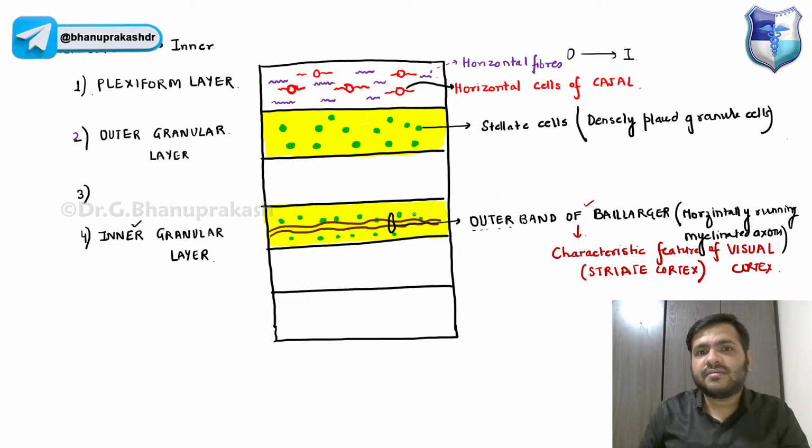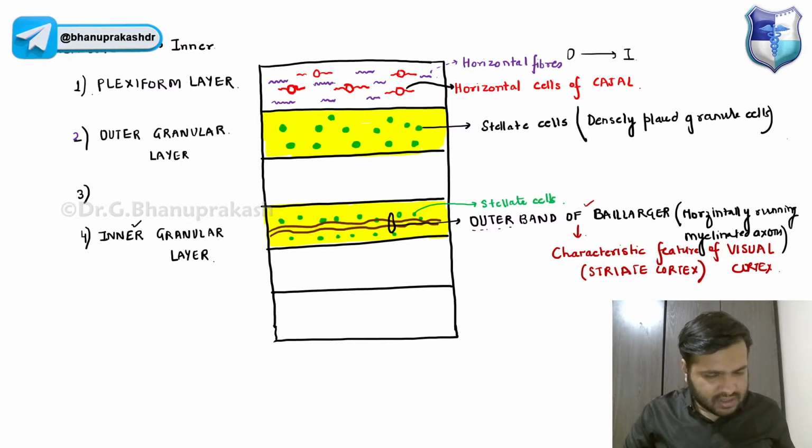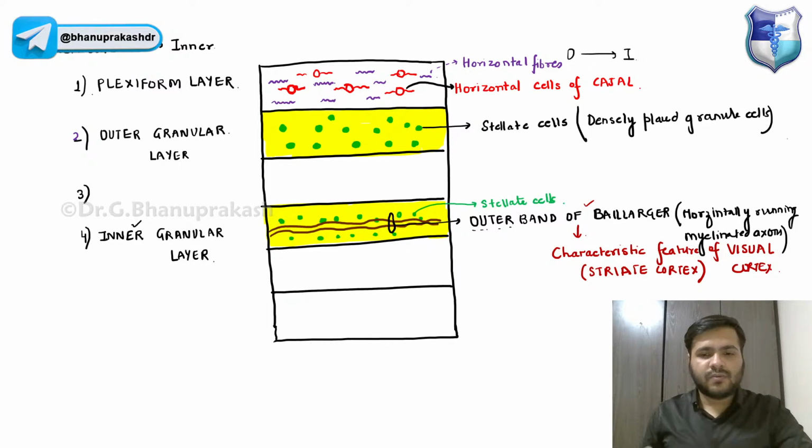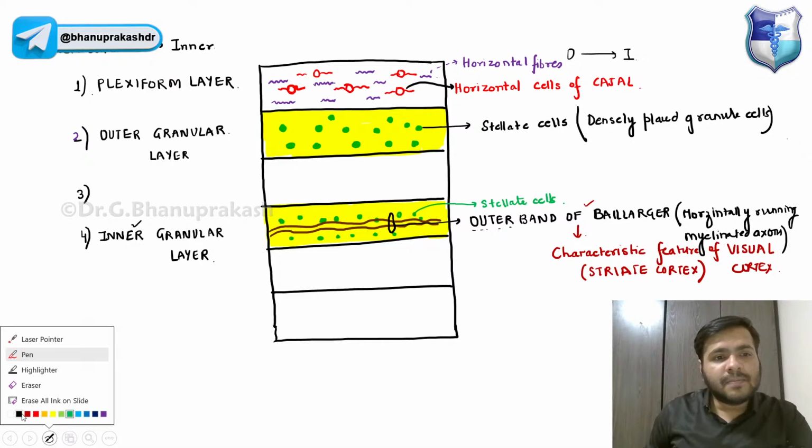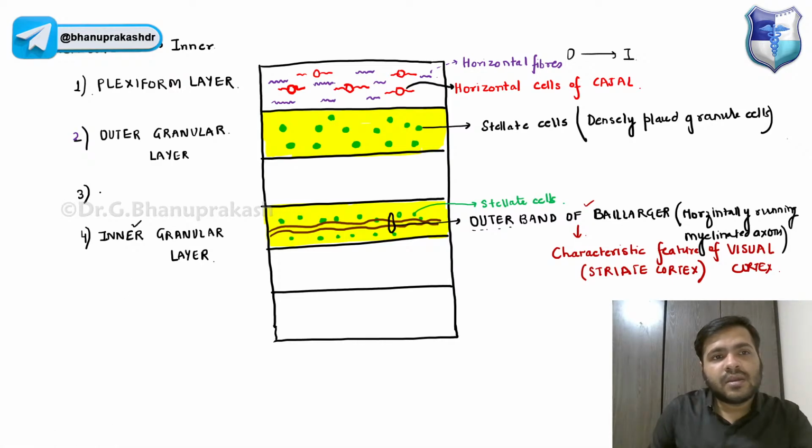If the outer and inner is done, it is again the same, the stellate cells, right? Now, coming on to the third one, guys, that is called the outer pyramidal layer.